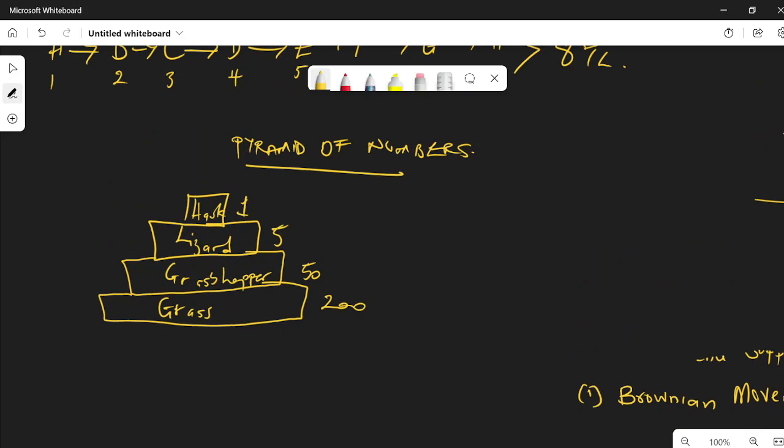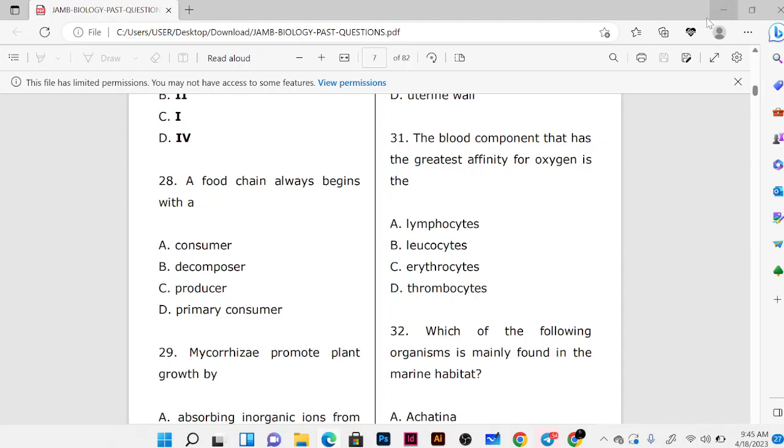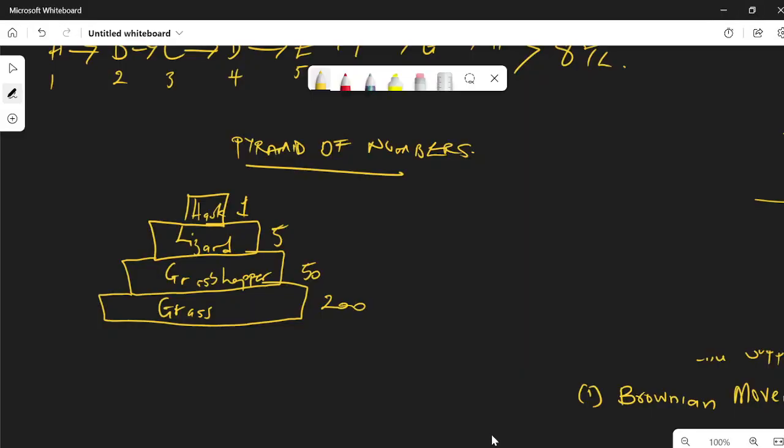So if we go back to look at the question that we treated, the question says a food chain always begins with a: Option A, consumer. Option B, decomposer. Option C, producer. And option D, primary consumer. So the answer to that question is producer. The producer is the answer to that question.